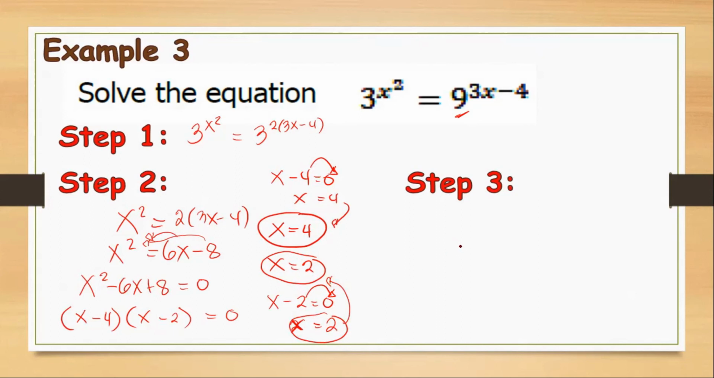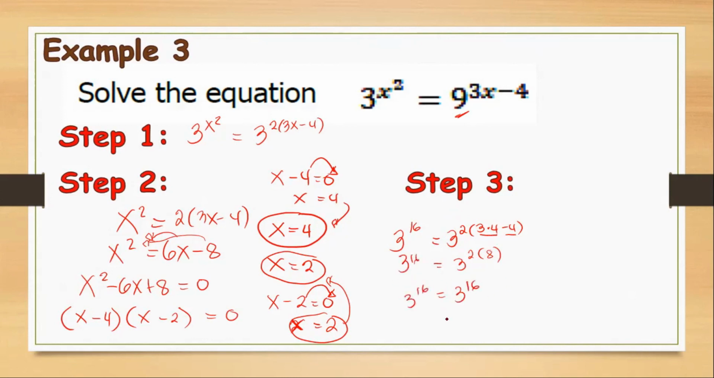Let's try to check if our answer is correct. 3 raised to 4 squared, that is 16, equals, your 9 is equal to 3 squared. 3 squared multiplied by 3 times 4 minus 4. So that is equal to 3 times 2. 3 times 4 is 12, minus 4 is 8. And that's 3 raised to 16.